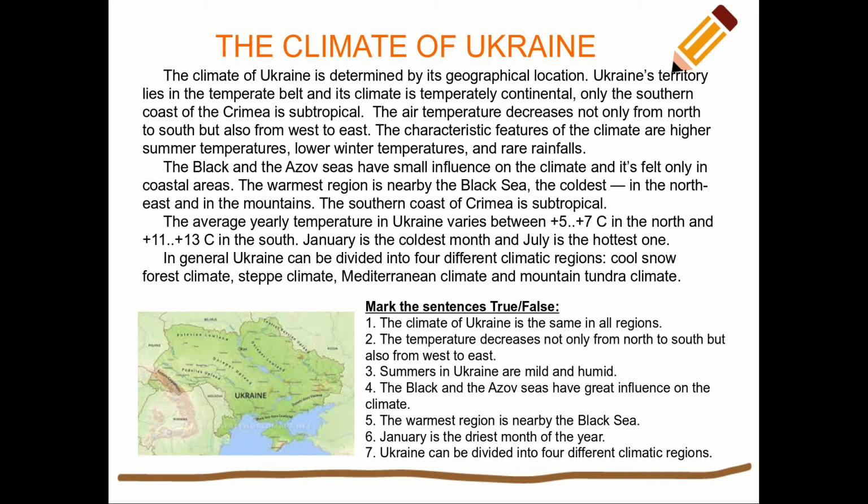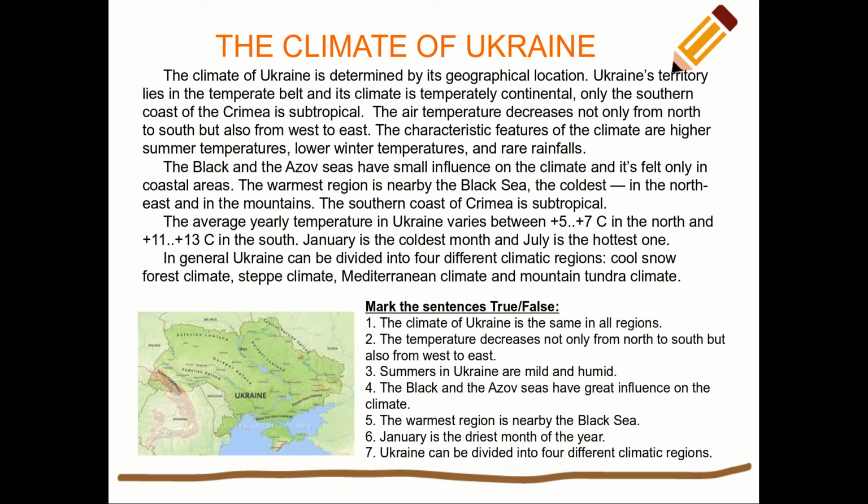The average yearly temperature in Ukraine varies between 5–7 degrees Celsius in the north and 11–13 degrees Celsius in the south. January is the coldest month and July is the hottest one. In general, Ukraine can be divided into 4 different climatic regions: cool snow forest climate, steppe climate, Mediterranean climate, and mountain tundra climate. Mark the sentences true or false, then listen and check.